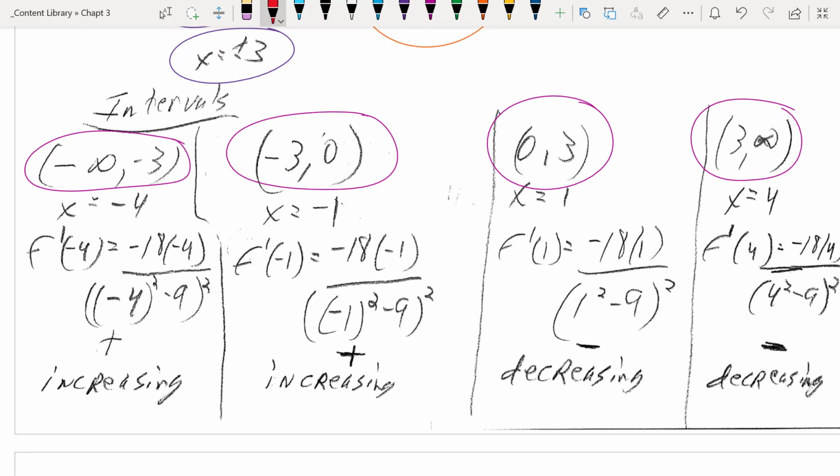So inside of negative infinity and negative 3, between those two, I get x equals negative 4. From negative 3 to 0, I get x equals negative 1. And from 0 to 3, I'm going to choose a number x equals 1. Then I got x equals 4.